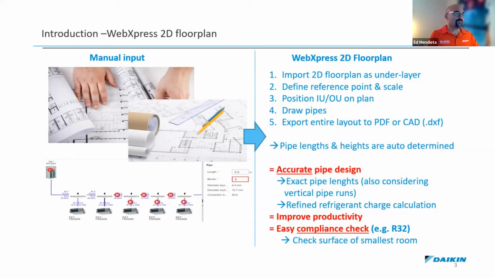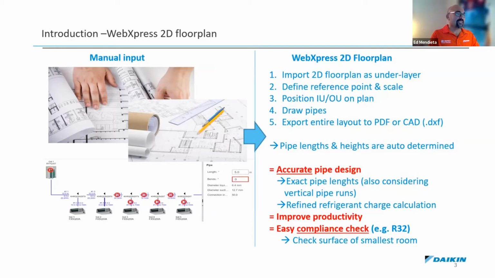Here's the basic process for creating a floor plan project. First of all, you import the 2D floor plan as an underlayer, define the reference point and scale, position your indoor unit, outdoor unit on the plan, you draw on the pipes, and when you're finished, you export the entire layout to PDF or CAD.